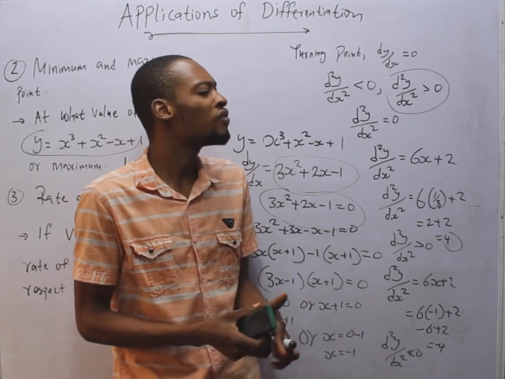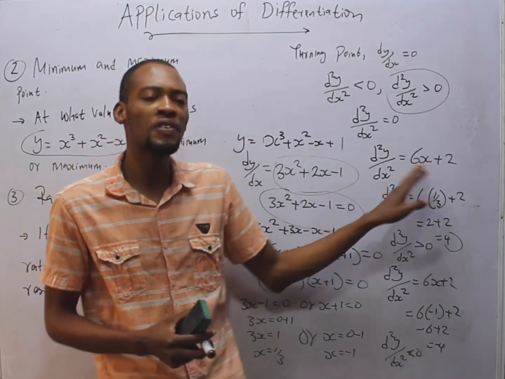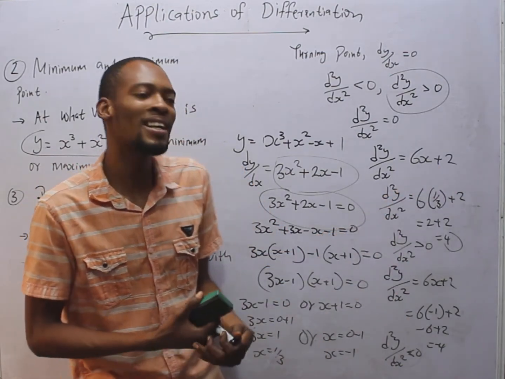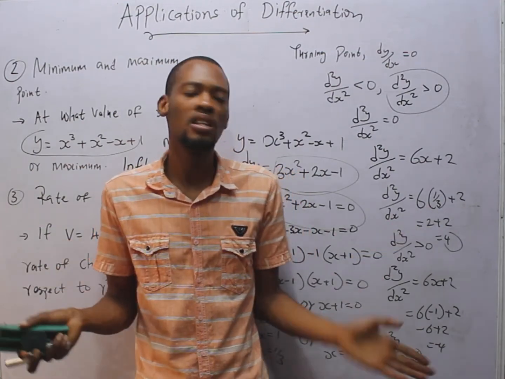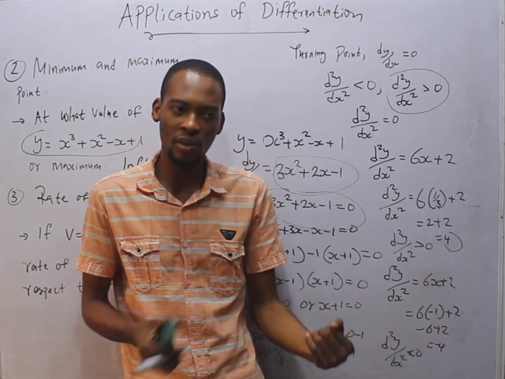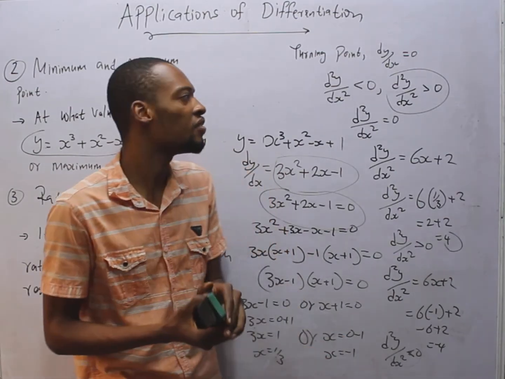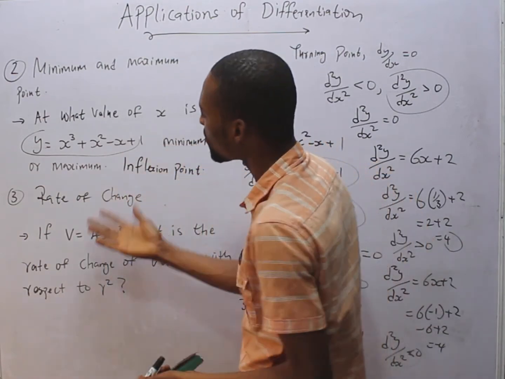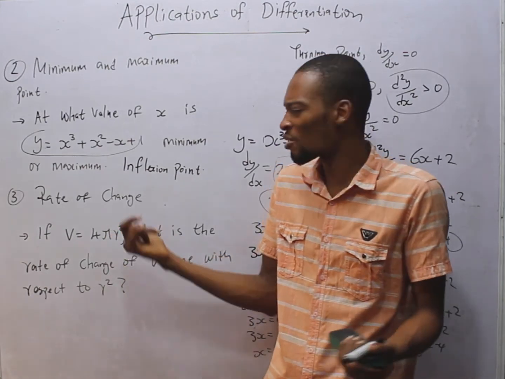From there, find the second derivative of the function. After finding the second derivative, substitute the values you get into it. Any that gives you a positive answer is the minimum point. The one that gives you a negative answer, less than 0, is the maximum point. And if it equals 0, that is the inflection point. So that is it. And rate of change is simply differentiating dy ds, or the gradient.